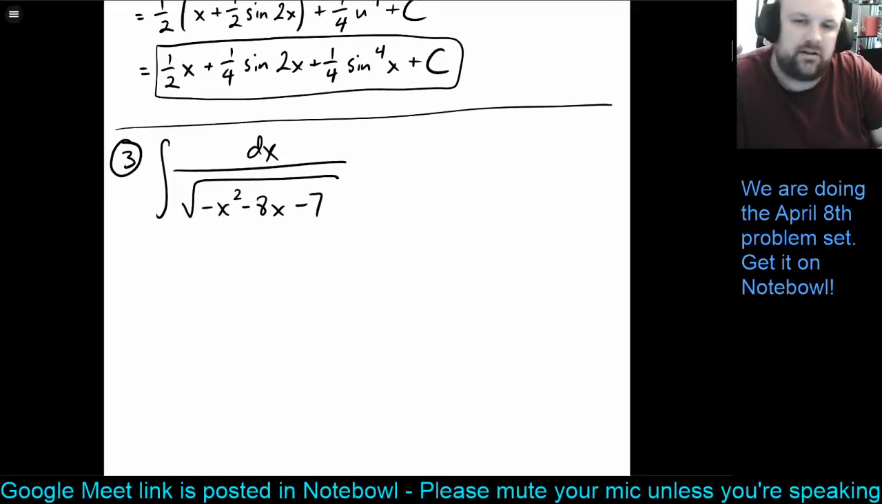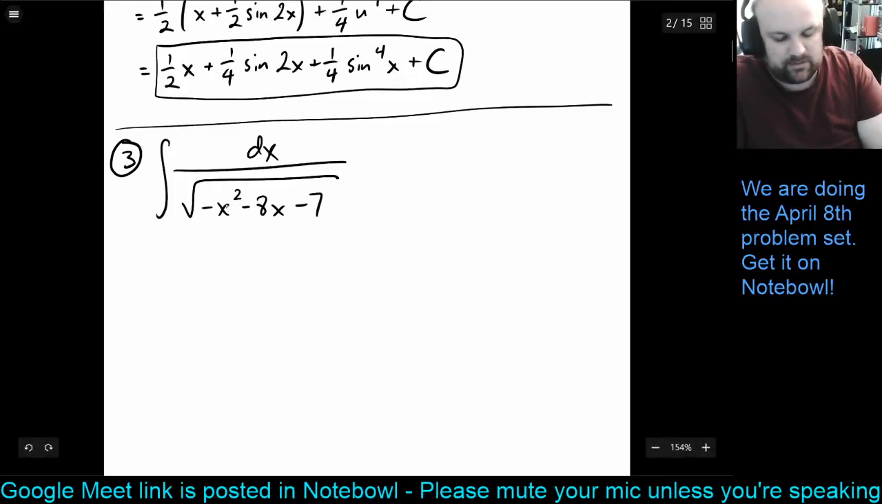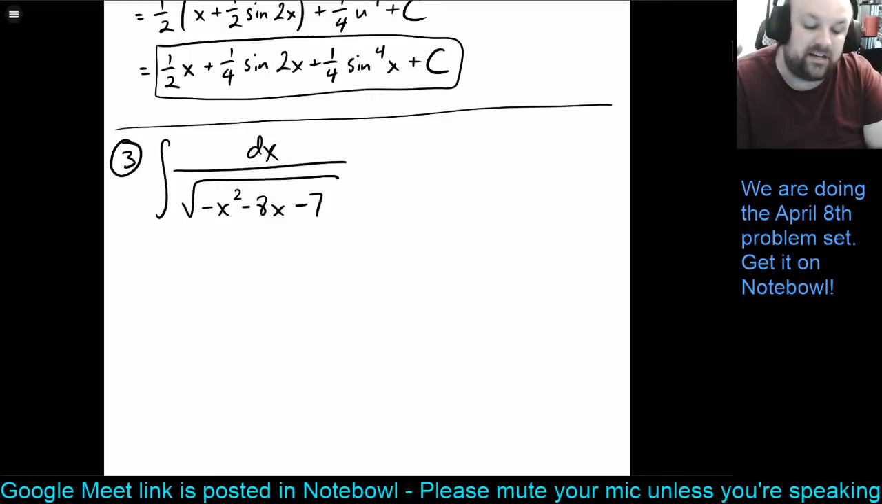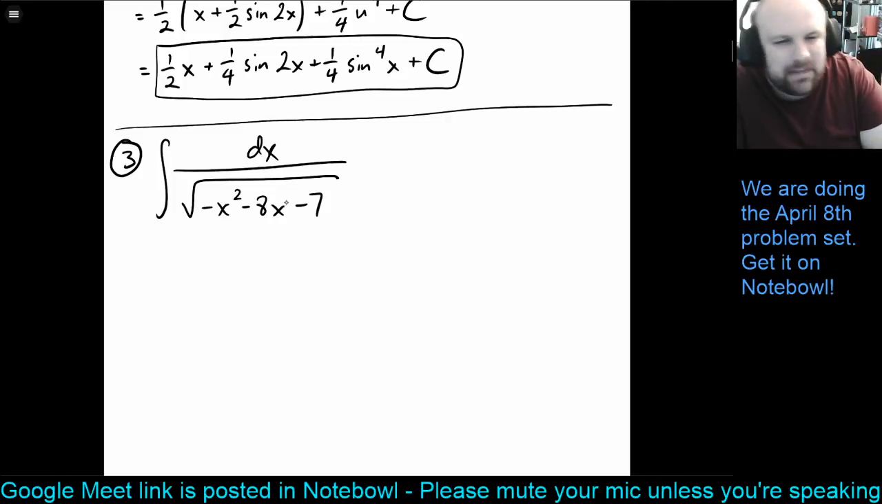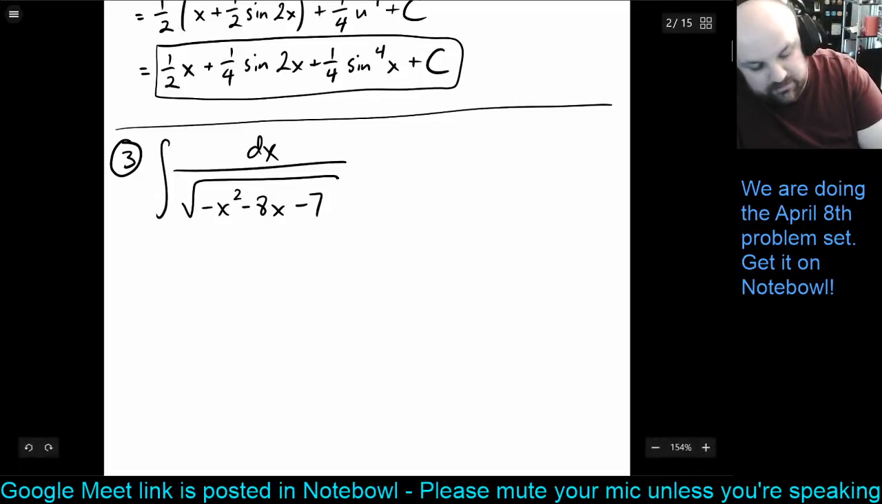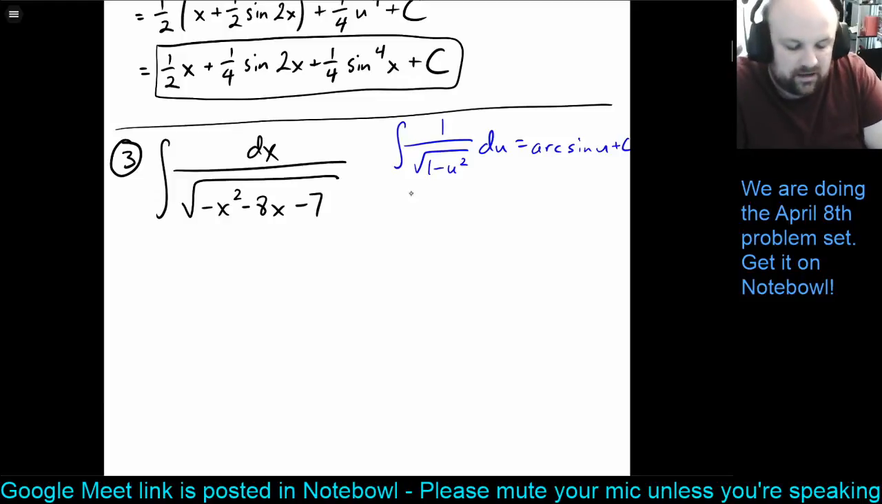Looking at this stuff on the bottom, there's a little bit of a problem. We don't have any way to deal with this. But what we want to keep in mind is we do have something that looks maybe close-ish to this. We do know that, let me do this in blue, the integral of 1 over square root of 1 minus u squared du is arcsine of u, plus c, of course. So if we can somehow get that kind of form down here, we might be okay.